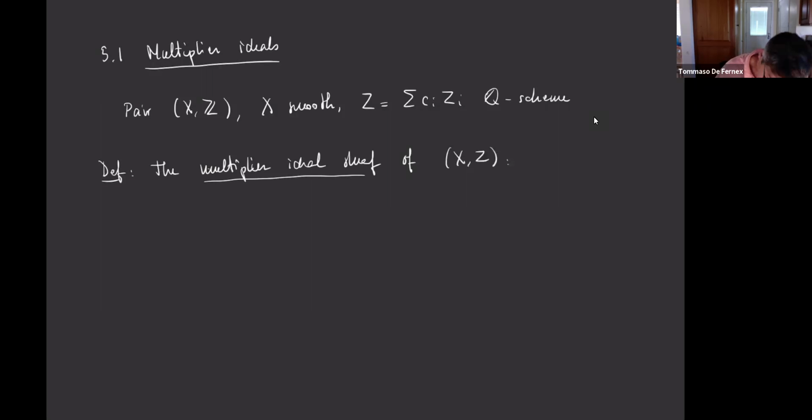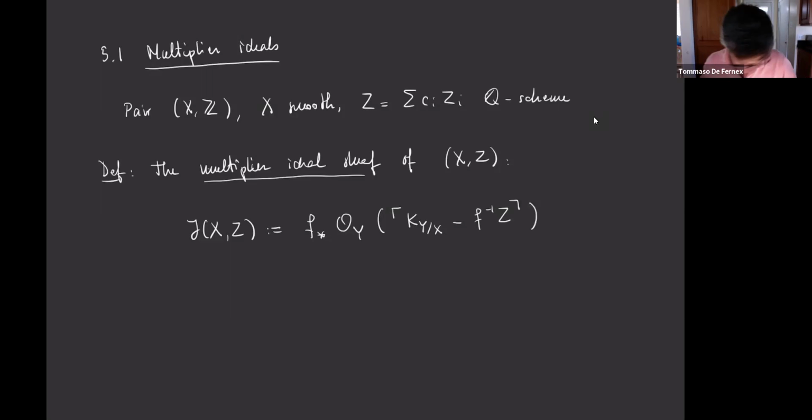So it's defined as follows. It's denoted J(X, Z). The definition is the following. You push forward. Let me just write it, and then I comment on that. So you look at the following divisor, K_{Y/X} minus the inverse image of Z, and then I take a round up.